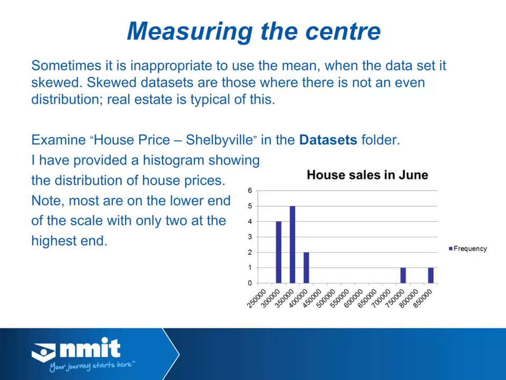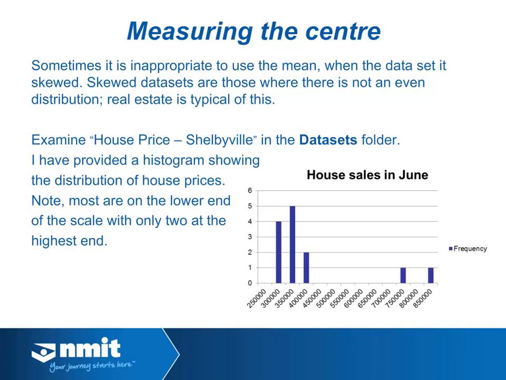And on the y-axis it shows us the number of houses that were sold in that price bracket, and we can see that between $300,000 and $350,000 there were 4 sold in that bracket. Between $350,000 and $400,000 there were 5 sold, and between $400,000 and $450,000 there were 2 sold. And then there are no houses sold between $450,000 and $750,000, and then we get up to the $750,000 to $800,000 bracket, and there's 1 house sold, and then $850,000 to $900,000 there's 1 house sold. So we've got a very skewed data set, skewed to the left.